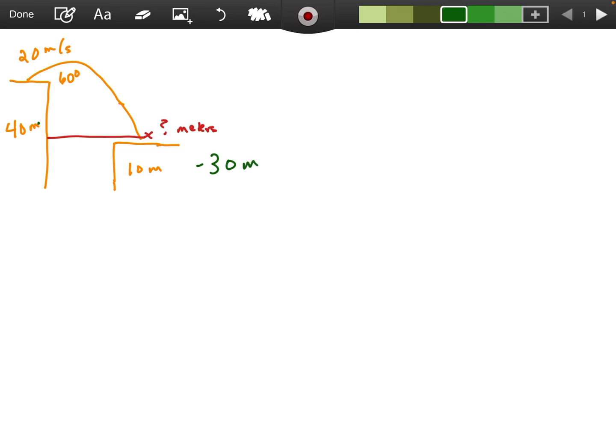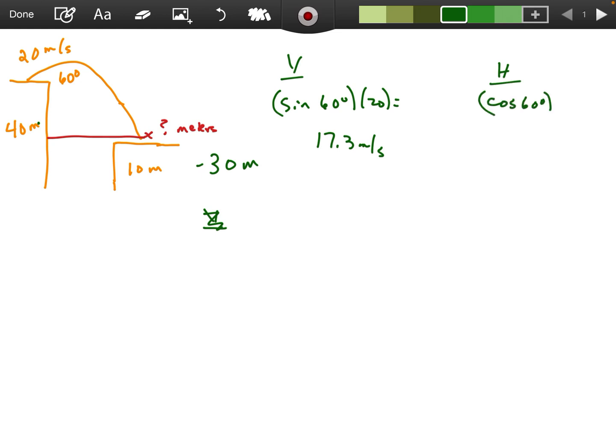So you are going to start off with the vertical and the horizontal. Vertical is going to be sine of 60 times the initial speed. That's going to be 17.3 meters per second. And then horizontal, cosine of 60 times initial speed. That's going to be 10. Always start off with SOHCAHTOA.